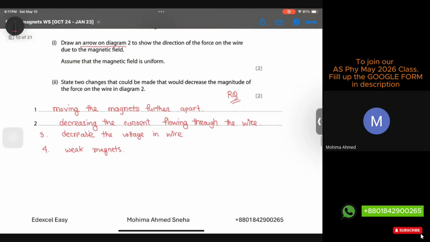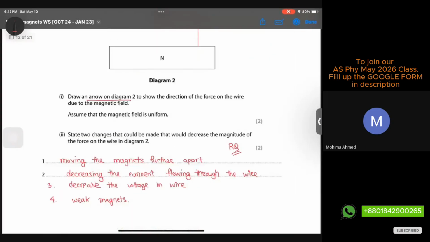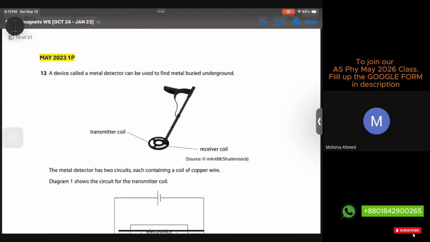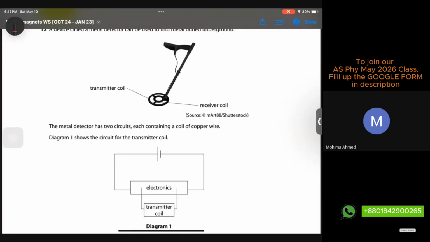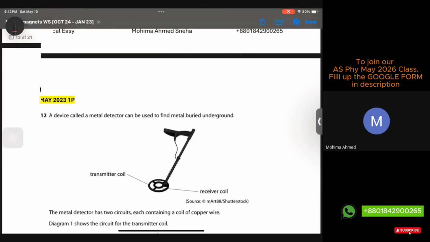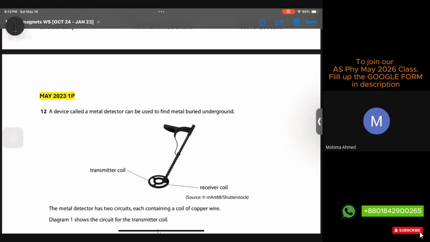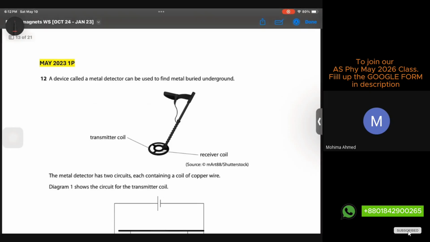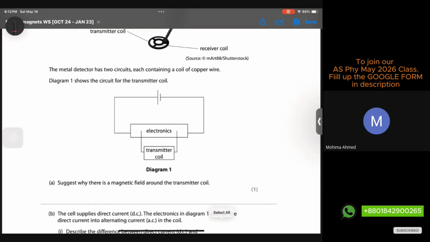Yeah, we don't have any questions from this part. Then if we move on to this question: a device called a metal detector is used to find metal buried underground. This is a receiver coil and a transmitter. This is how the circuit looks, with electronics and a transmitter coil.